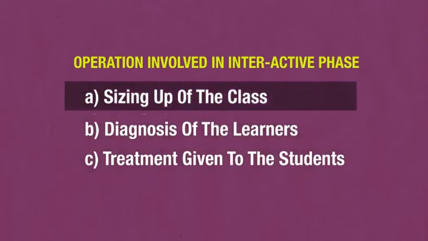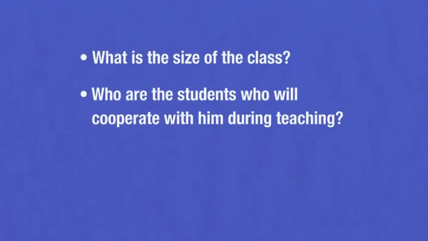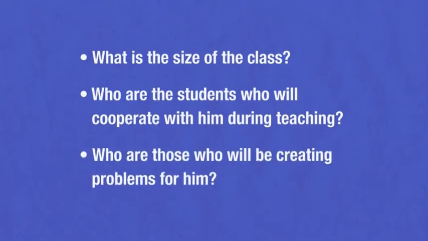Sizing up of the class. As soon as a teacher enters a class, he throws a bird's eye view on the class and he comes to know in a moment the following things. What is the size of the class? Who are the students who will cooperate with him during teaching? Who are those who will be creating problems for him. On the other hand, students also try to weigh the teacher visually. That is, what is the worth of their teacher?